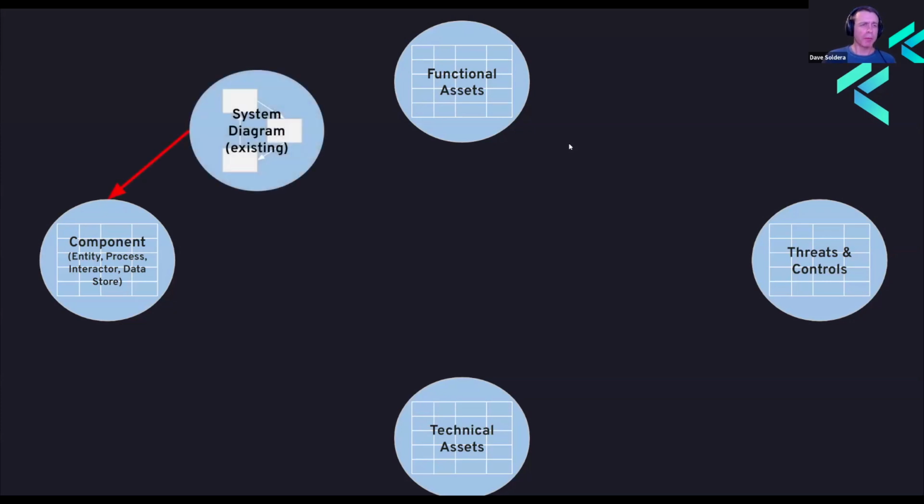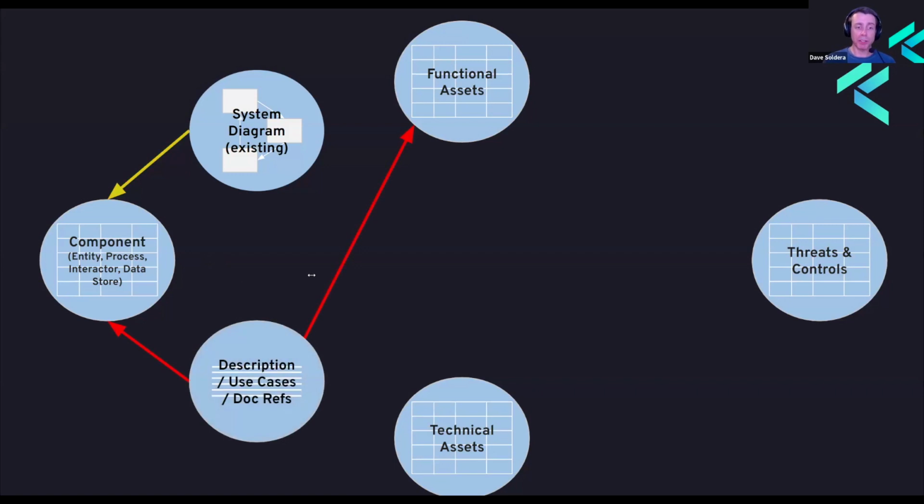Anyway, the other thing I capture in my threat models is a system diagram, and normally it's an existing one. I normally try not to ask people for new diagrams. And you see this red arrow, right? Because the system diagram will be full of boxes. Those boxes should have component names in them, and those component names should be listed in my component table. So the red arrow means there should be a relationship between the contents of the system diagram and the components table.